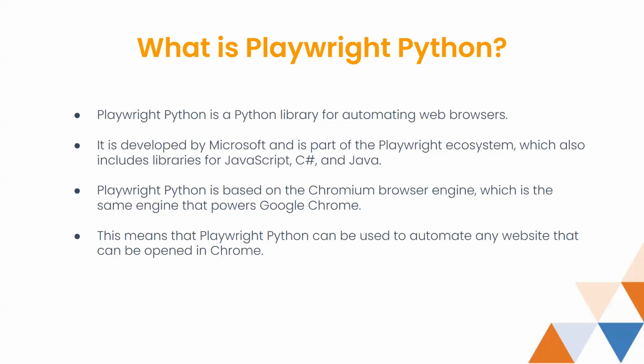Playwright Python is a Python library that allows you to automate web browsers. It's mainly developed by Microsoft and is a part of the Playwright ecosystem. Playwright Python is based on Chromium browsers, which means it can automate almost any website. So in essence, Playwright is your go-to tool for automating web interaction. And in the next slide, we will dive deeper into why Playwright Python is such a valuable tool.